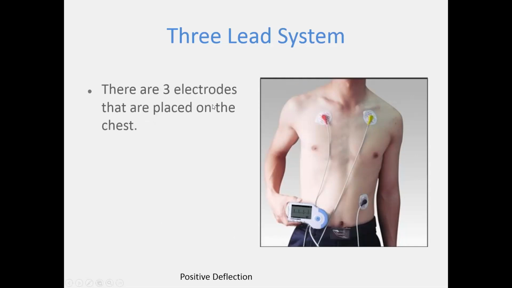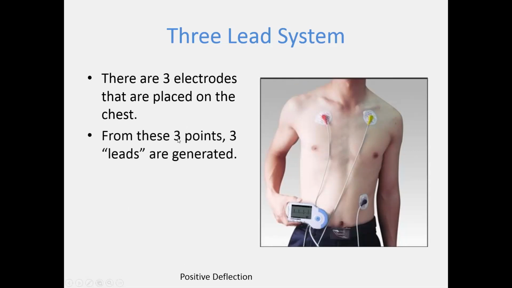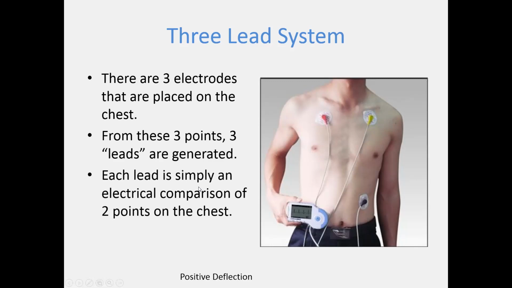So on a 3-lead system, there are 3 electrodes that are placed on the chest. These are not the correct colors of the 3-lead system. And then from these 3 points, 3 leads are generated. Like I said, from here to here is a lead, from here to here is a lead, and from here to here is a lead. And the color should be white on right, black on left, and I always remember red heart. So the red is supposed to be on the left. So these colors are not correct. So each lead is simply an electrical comparison of 2 points on the chest.